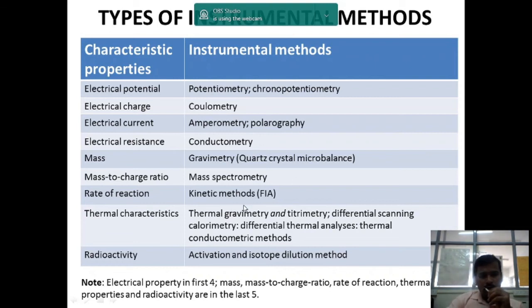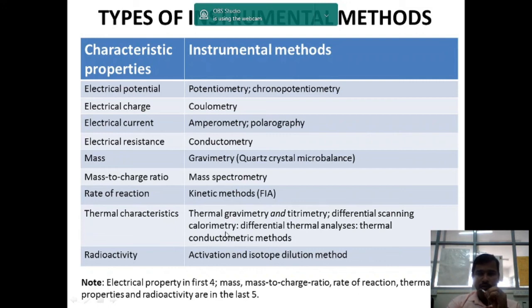So slow reactions can be subjected to the study of kinetics, and by means of that we can decide whether the reaction is first order, second order, third order, or pseudo first order. This can be done by simply following the principles of titrimetric analysis or even by flow injection analysis. All these are kept under kinetic methods, in which the rate of a chemical reaction can be determined. Another typical class of instrumental methods is thermal methods, where the thermal characteristic of the analyte present in the sample is measured.